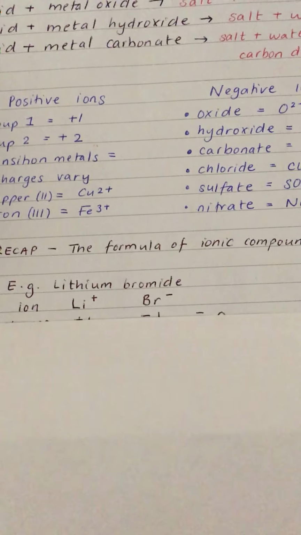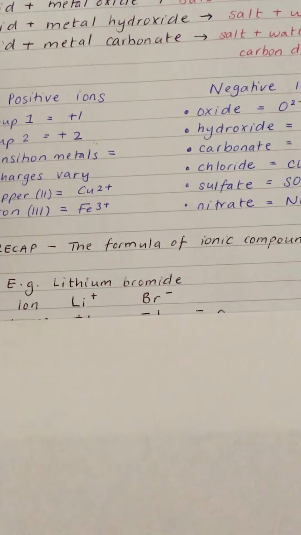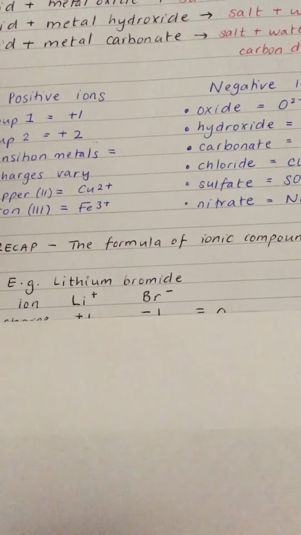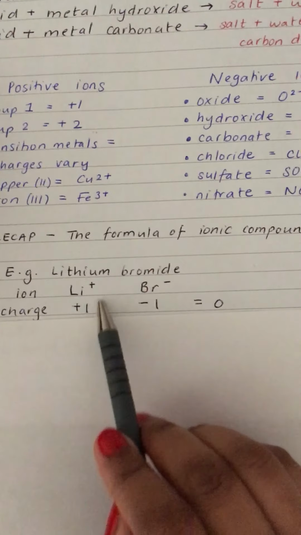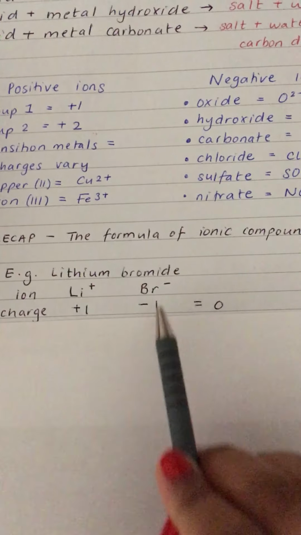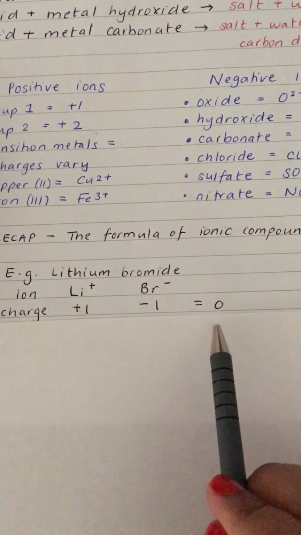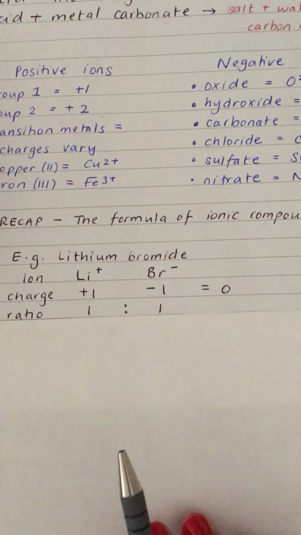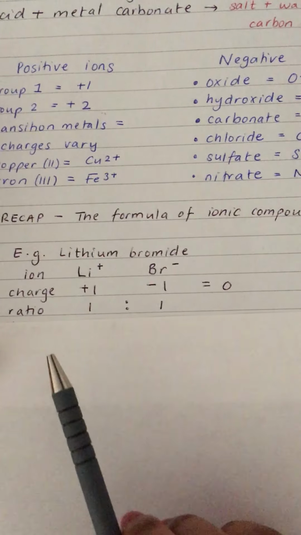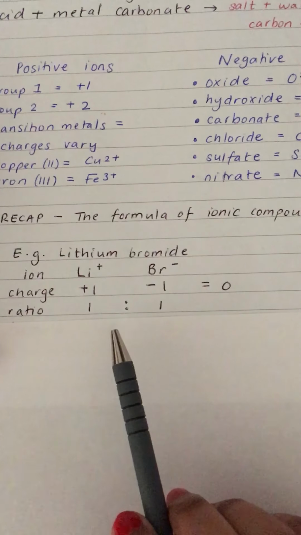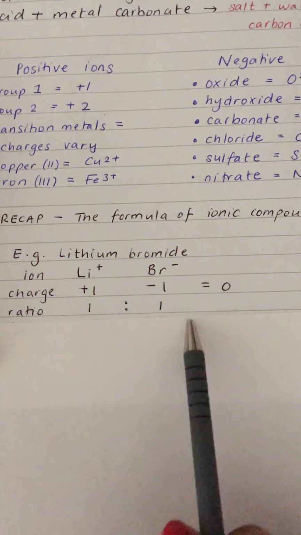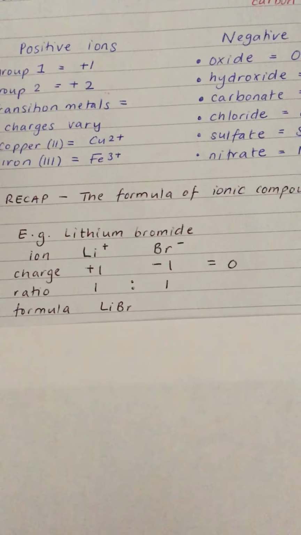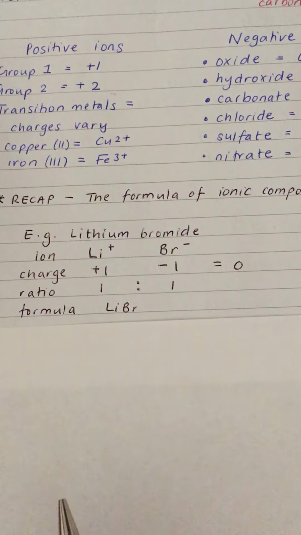Now, when the compound is formed, it's really important that those charges add up to 0. And in this case, they do. This has an overall charge of +1, this has an overall charge of -1. So overall, the charges do add up to 0. So it's quite simple. When I'm writing my formula, the ratio of each ion would just be 1:1 because the charges add up to 0. So the formula would be LiBr, lithium bromide.